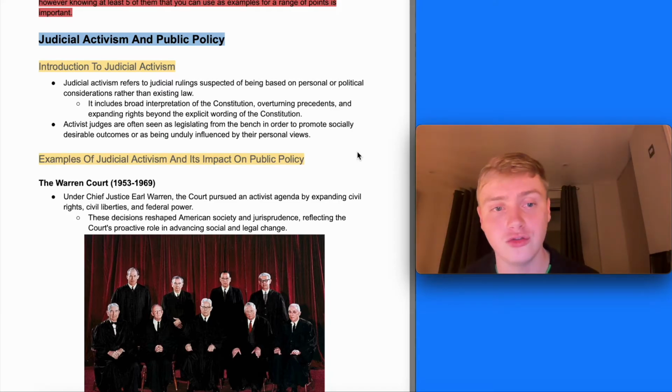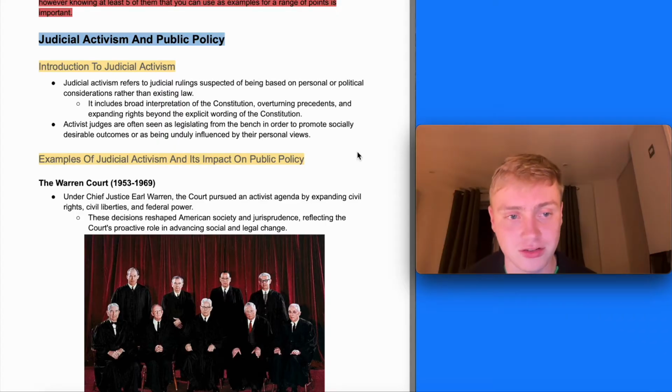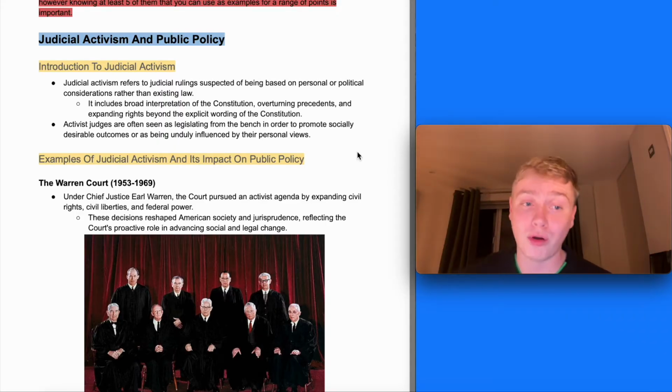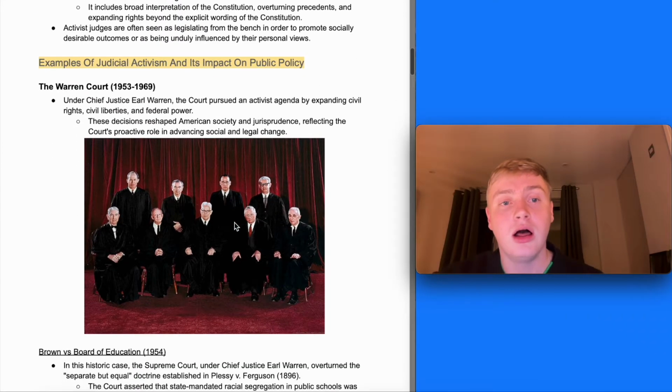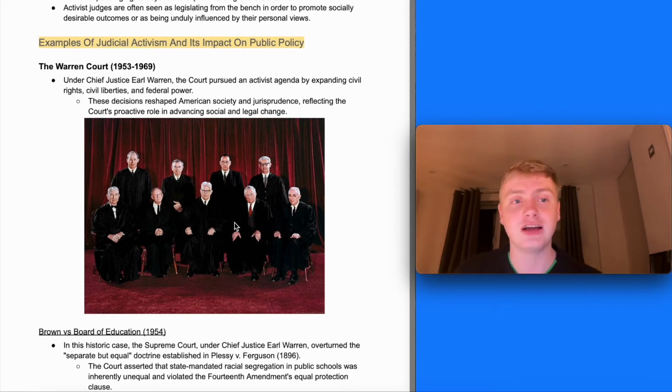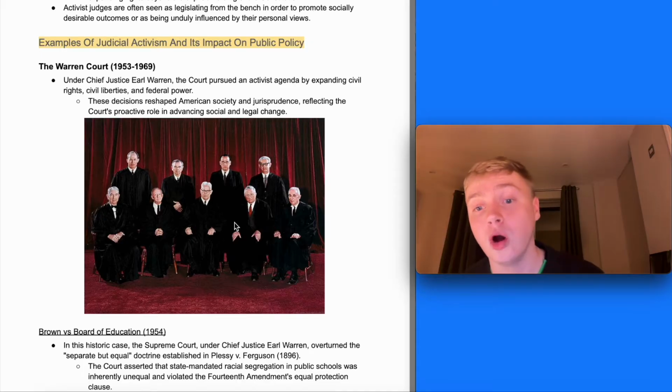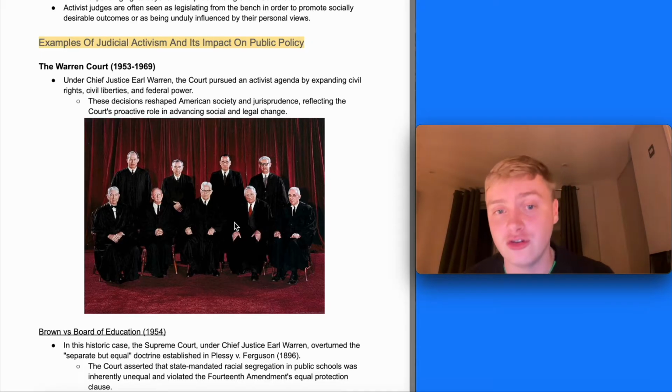In terms of examples of judicial activism and its impact on public policy, the first key one is the Warren Court. So under Chief Justice Earl Warren, the court pursued an activist agenda by expanding civil rights, civil liberties, and federal power in the post-World War II period. These decisions reshaped American society and jurisprudence, reflecting the court's proactive role in advancing social and legal change.